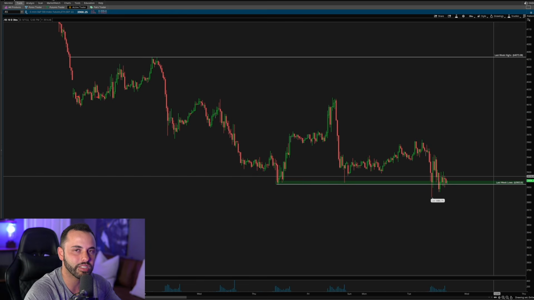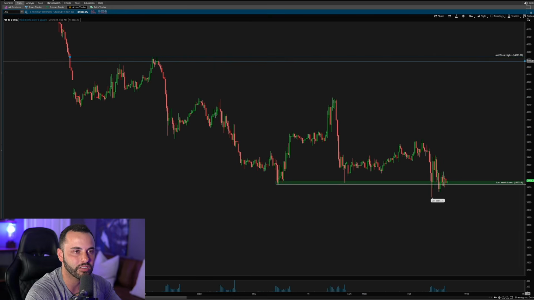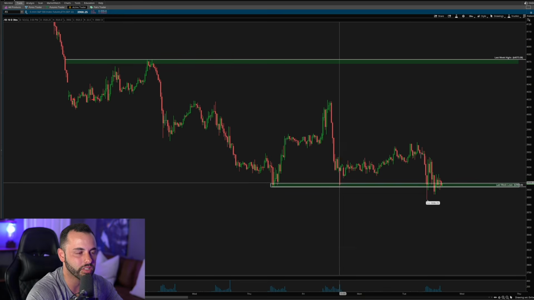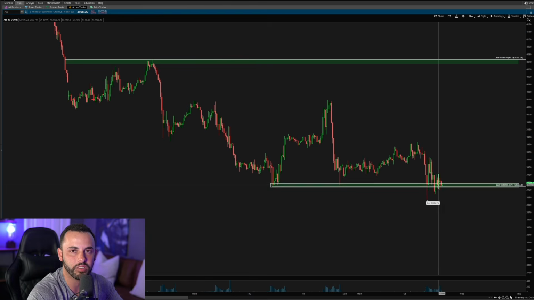So I like to come into every single day looking at where were the last week highs and last week lows, and I like to put a little bit of a green box around that area just so I know that it is a zone. It is not just a single line. It is more of a zone. So that is where I'll start, right? So we have last week's highs and last week lows, and just looking at today's price action, we did trade back into those last week lows, and we had some bounces off that level.